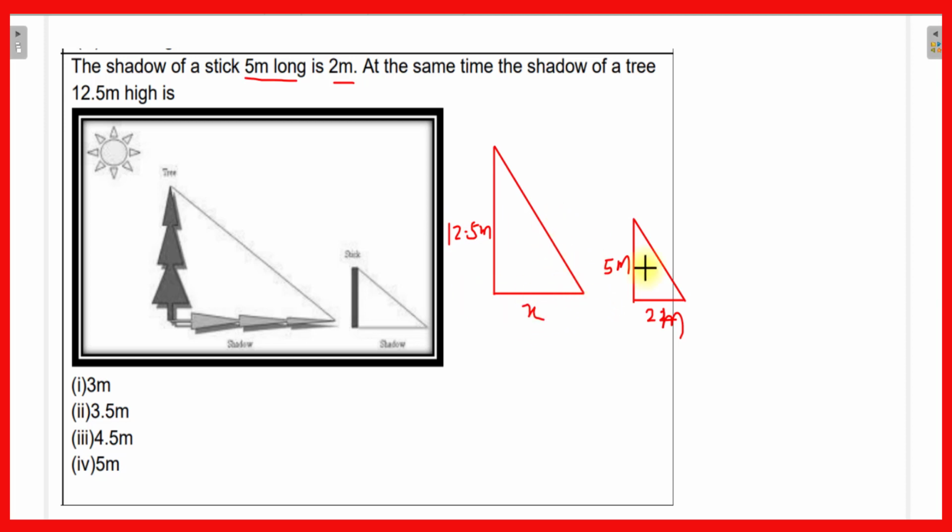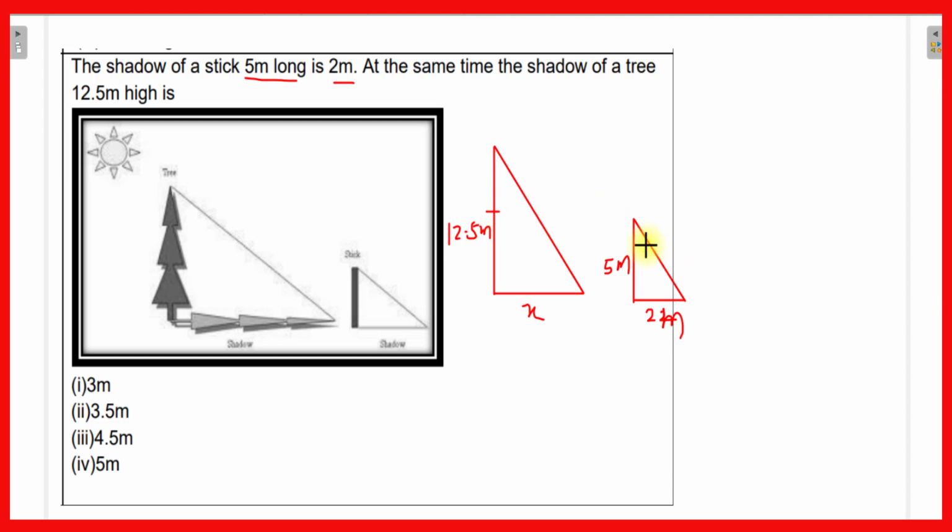Now we know that these two are similar triangles. You don't need to prove that these two are similar triangles, because these are MCQ type questions. In similar triangles, the ratio of the corresponding sides is always equal. So we will take the ratio of the corresponding sides.